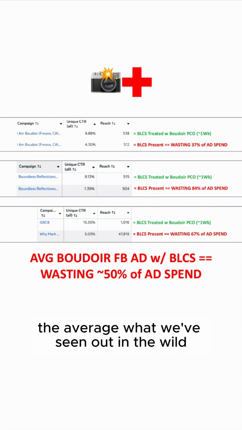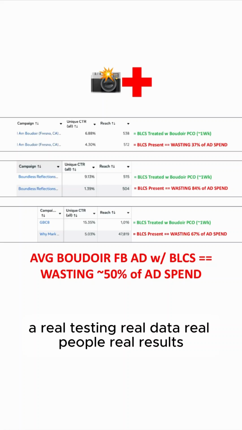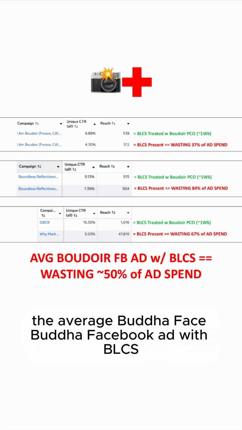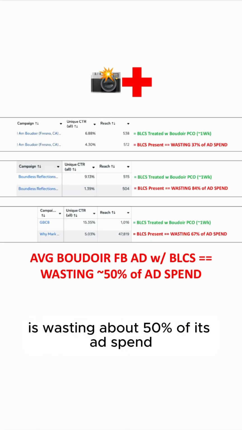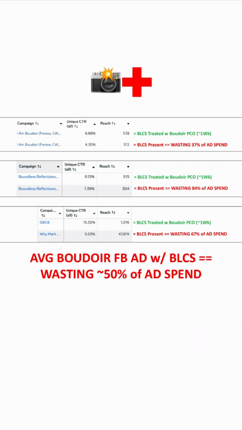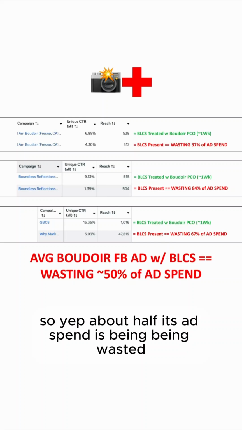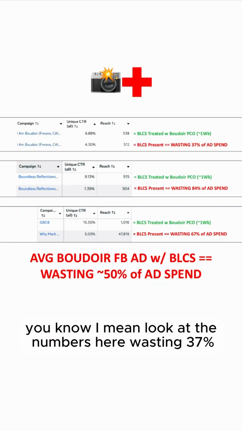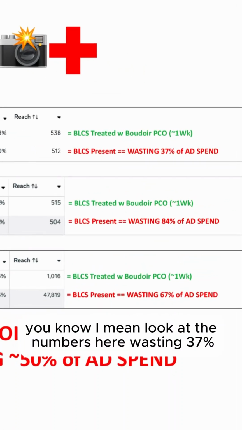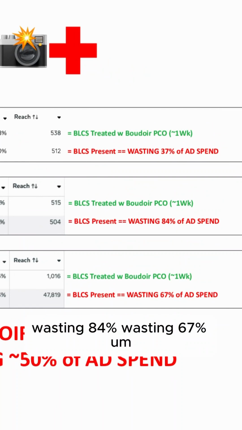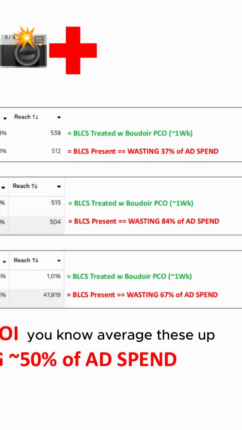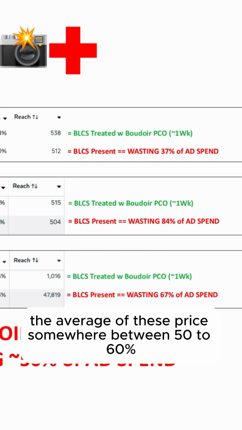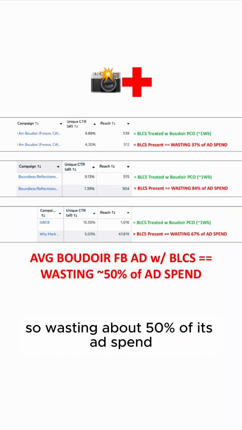So what we've seen out in the wild, real testing, real data, real people, real results: the average Boudoir Facebook ad with BLCS is wasting about 50% of its ad spend. So you have about half its ad spend being wasted. Look at the numbers here: wasting 37%, wasting 84%, wasting 67%. Average these up, the average is probably somewhere between 50 to 60%. So wasting about 50% of its ad spend.